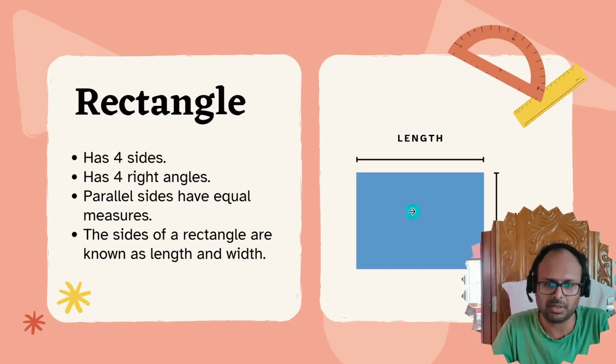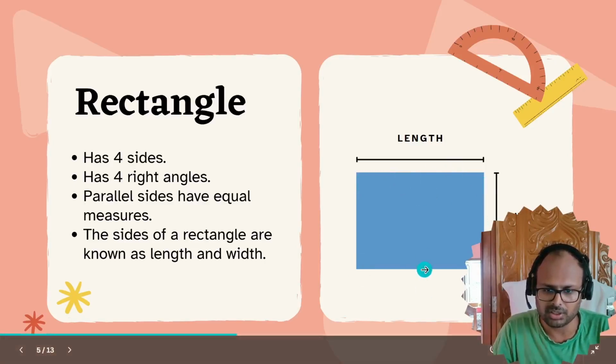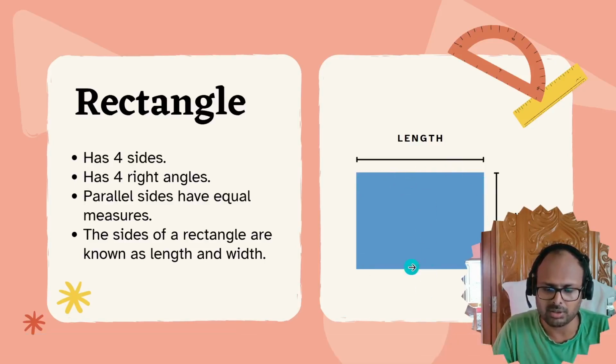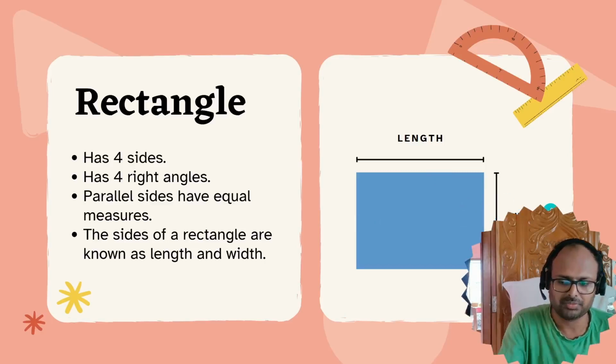If you see this rectangle, it has a length and width. These two sides are called length. These lengths are equal in measure, and the width is also equal in measure.